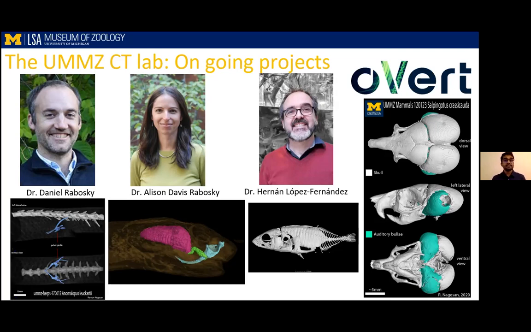Then with Dr. Allison Davis Roboski, we're characterizing the venom delivery system across a group of snakes. Here you can see on screen, that's actually the venom gland, in purple the venom delivery duct, and then the fang of a snake. I don't recall what species it is right now. But essentially we're going through and doing a massive, massive DiceCT project where we have probably at this point just over 100 snakes scanned and being processed by everyone in her lab.